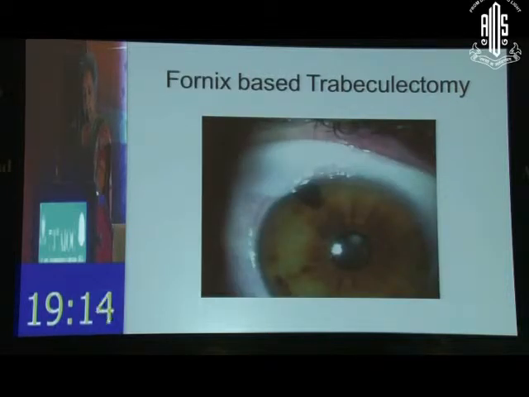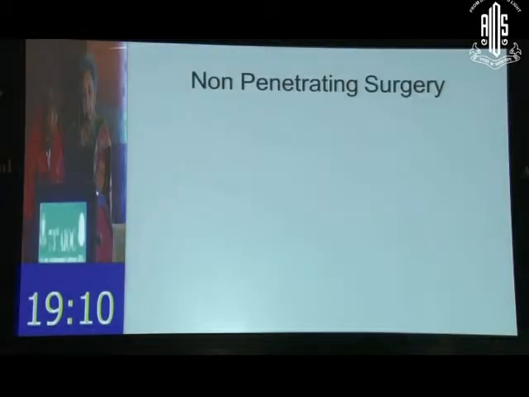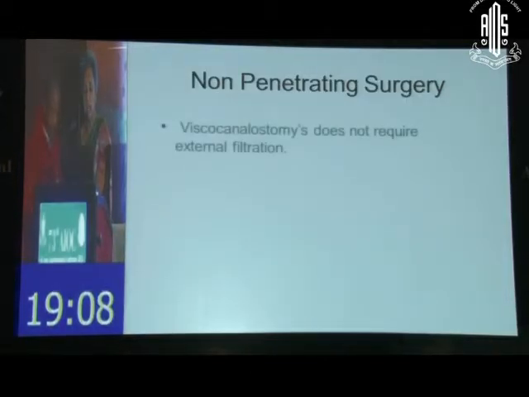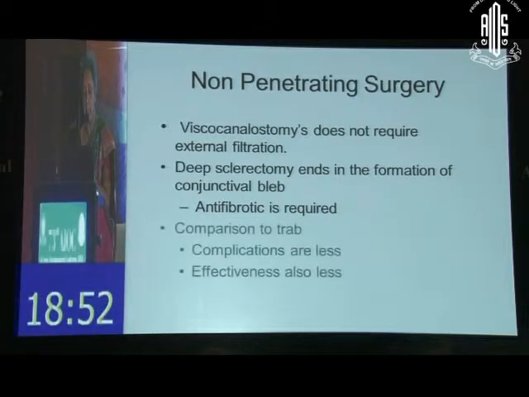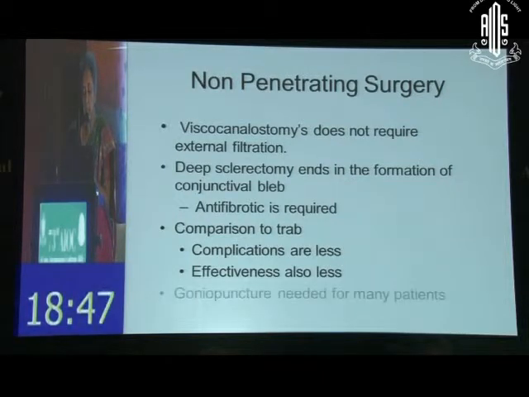And this is a fornix based trabeculectomy where there is a diffuse bleb. A word about the non-penetrating. Viscocanalostomy is one of them. It does not require external filtration. A deep sclerectomy ends in the formation of the conjunctival bleb, and antifibrotic is often required. In comparison to the trabeculectomy, complications are less, but effectiveness also is less. Most of the time it requires goniopuncture for many patients.